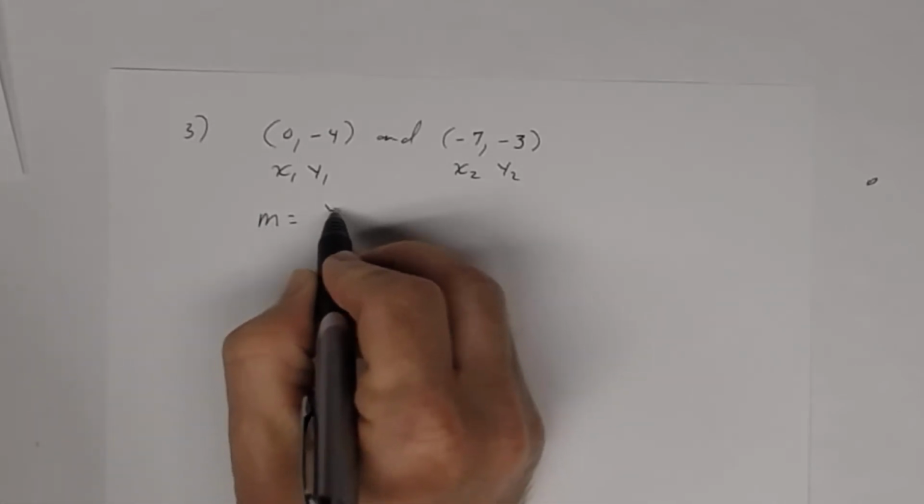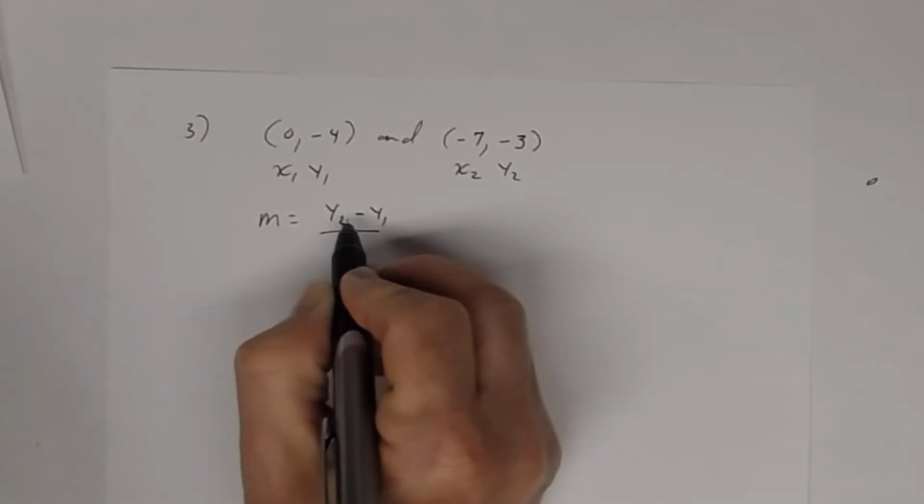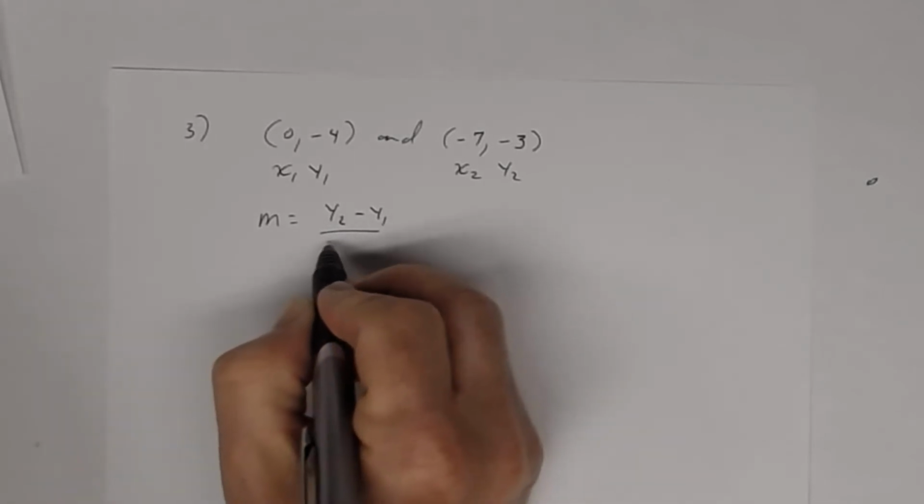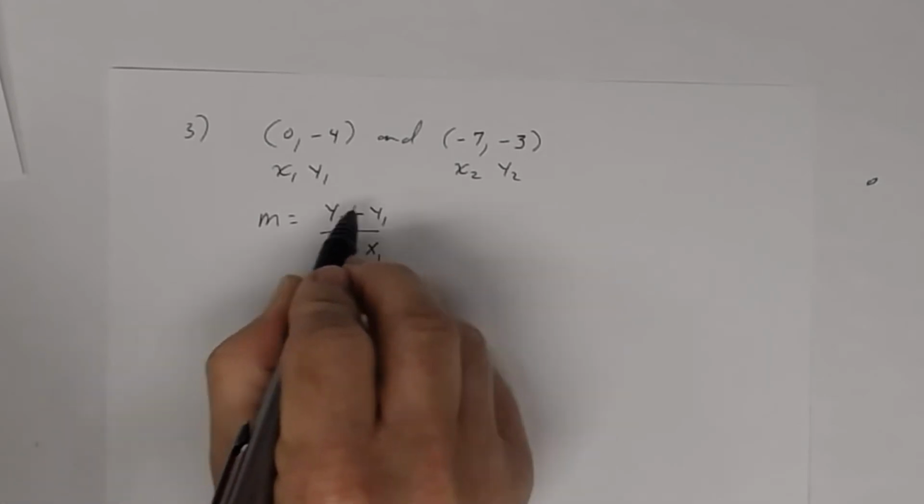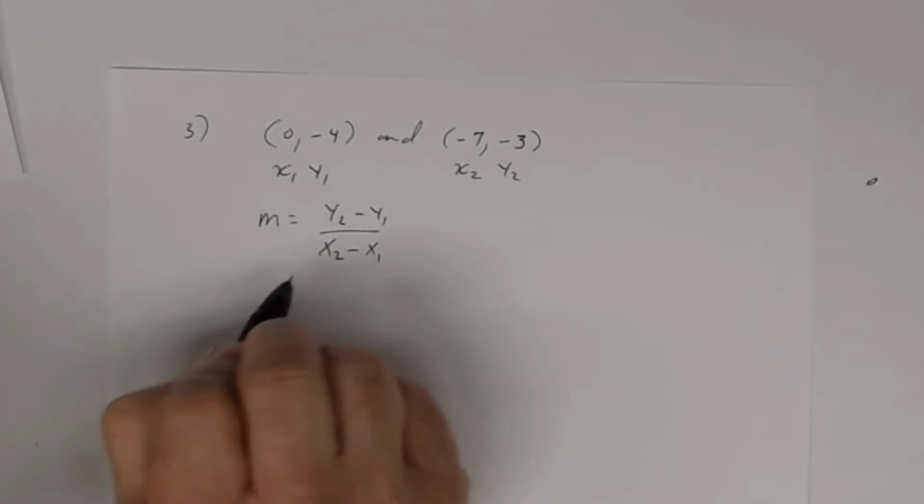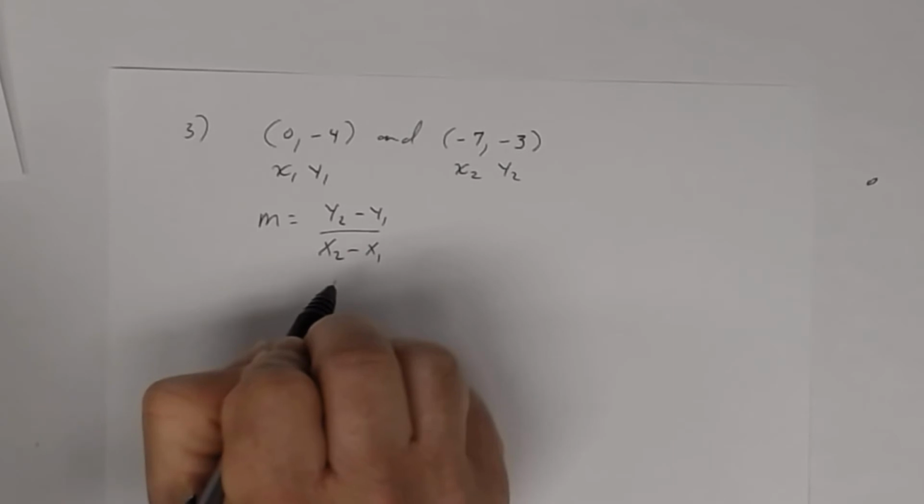So remember the formula is y sub 2 minus y sub 1. The y's are in the numerator. And then x sub 2 minus x sub 1. The x's are in the denominator. So remember change in y divided by change in x. Rise divided by run.